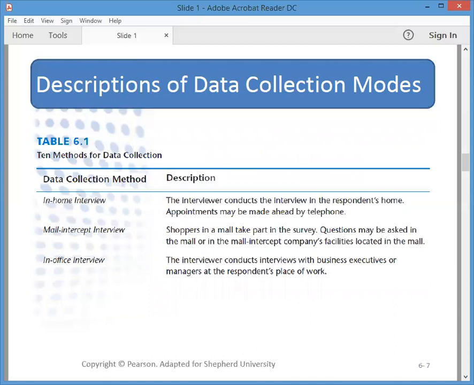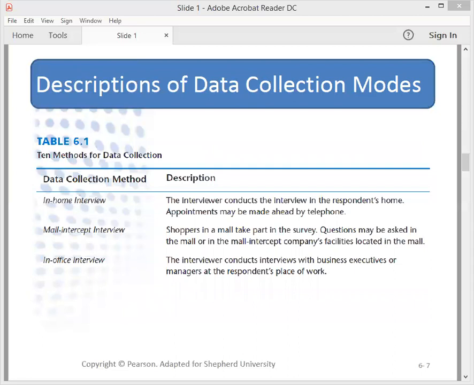So here's a description of the data collection modes. An in-home interview: the interviewer conducts the interview in the respondent's home. Usually you make an appointment by telephone ahead of time. Mall intercept interviews: shoppers in a mall may take part in a survey. And then in-office interviews: the interviewer conducts interviews with managers in the respondent's place of work.